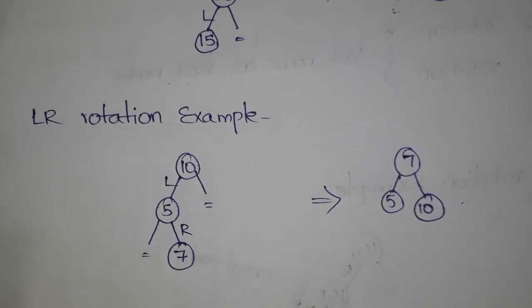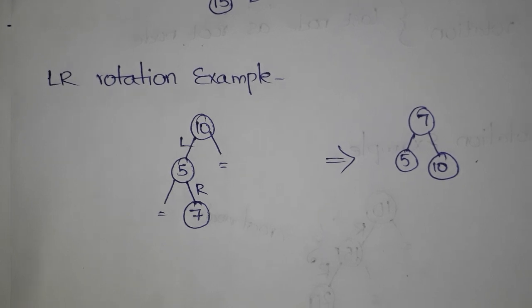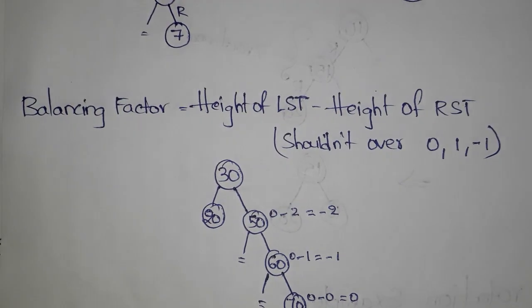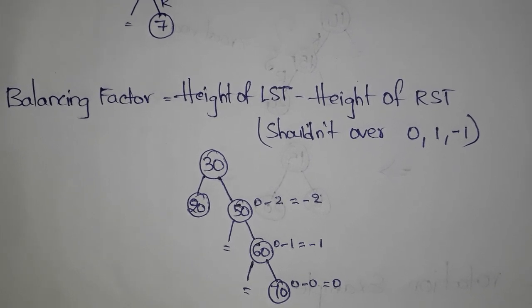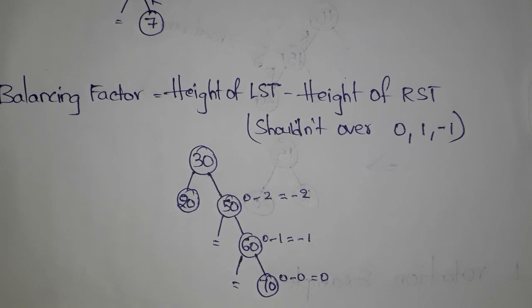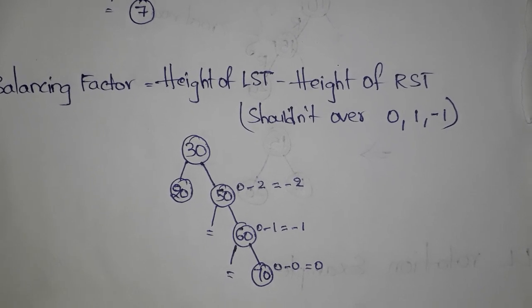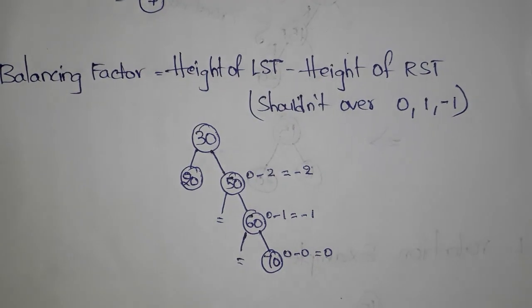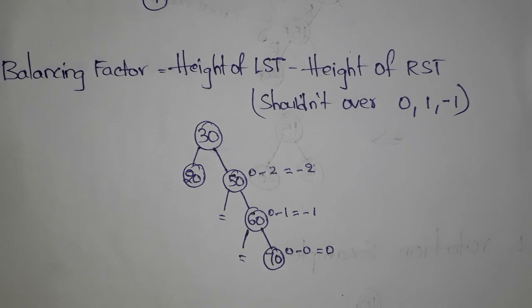So coming to the very important aspect in rotations, when do we use rotations? We have the formula for the balancing factor. The balancing factor formula is the height of the left subtree minus the height of the right subtree, which shouldn't go beyond 0, 1 or minus 1. While constructing an AVL tree, this balancing factor is very important.